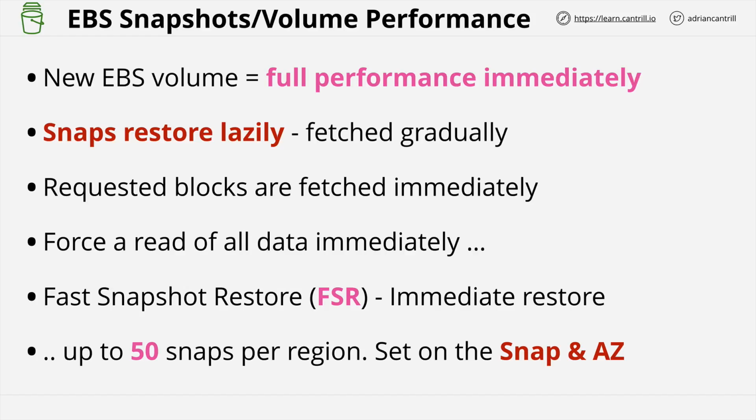Now, FSR actually costs extra. Keep this in mind. It can get expensive, especially if you have lots of different snapshots. You can always achieve the same end result by forcing a read of every block manually using DD or another tool in the operating system. But if you really don't want to go through the admin overhead, then you've got the option of using FSR. Now, I haven't talked about EBS volume encryption yet. That's coming up in a lesson soon within this section, but encryption also influences snapshots. But don't worry, I'll be covering all of that end-to-end when I talk about volume encryption.